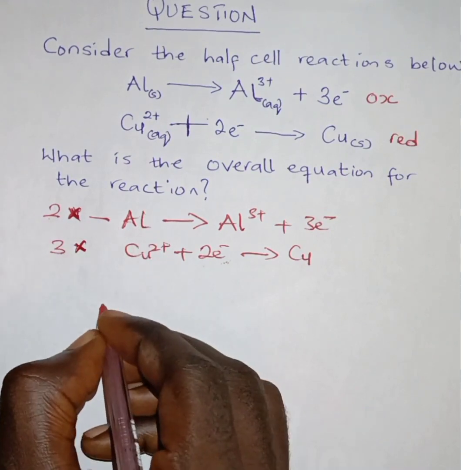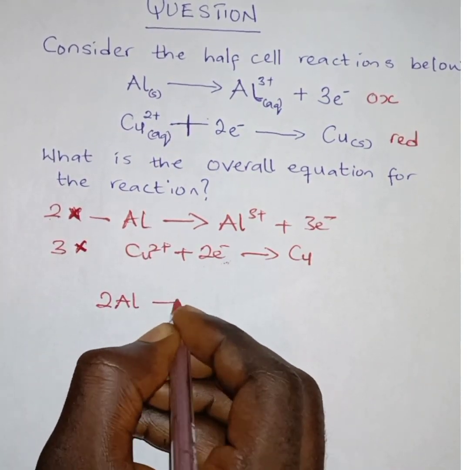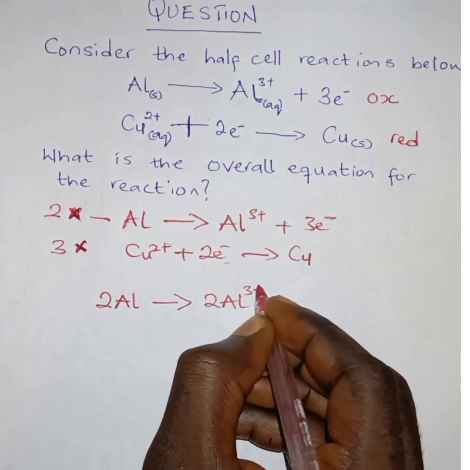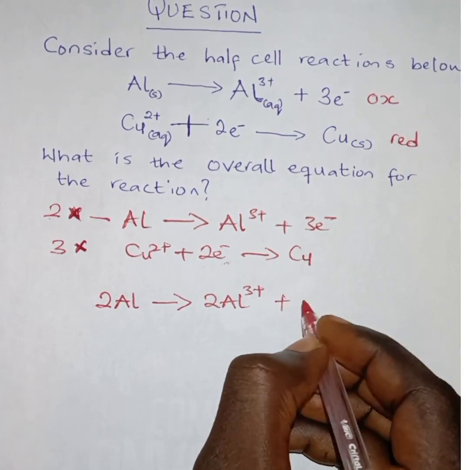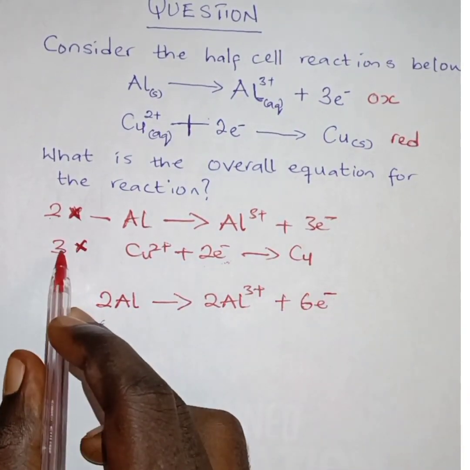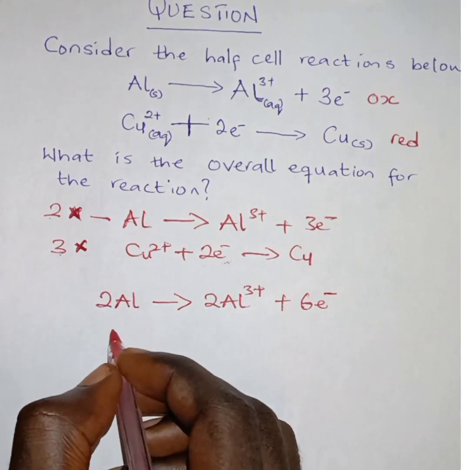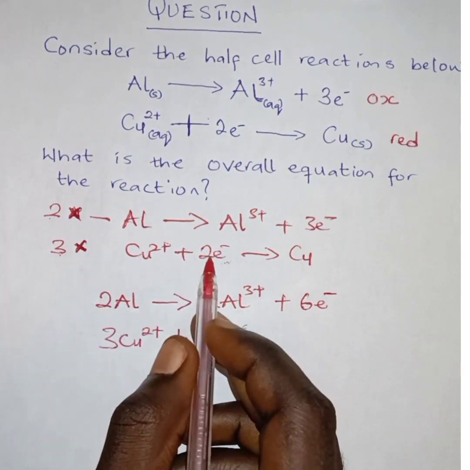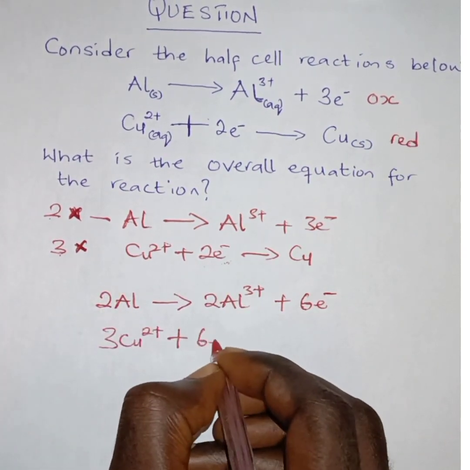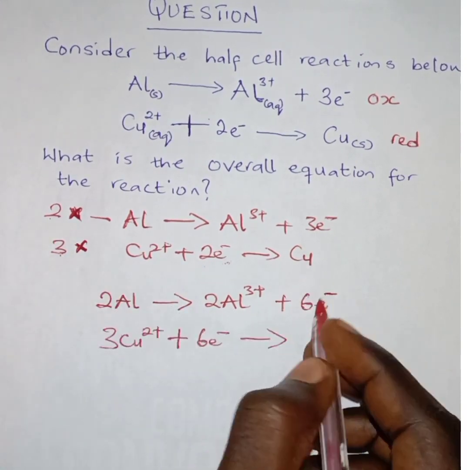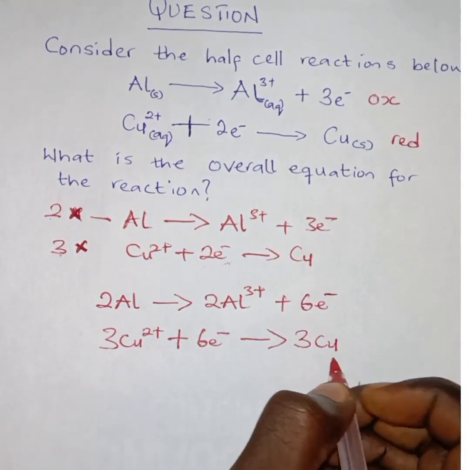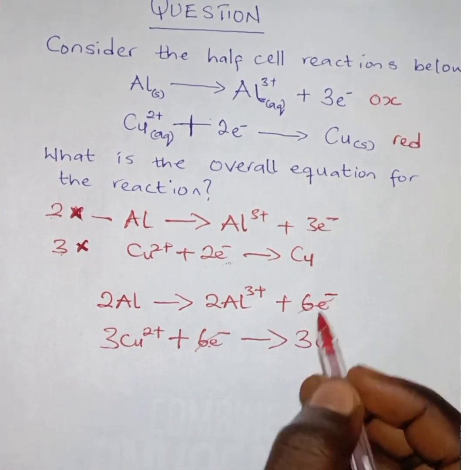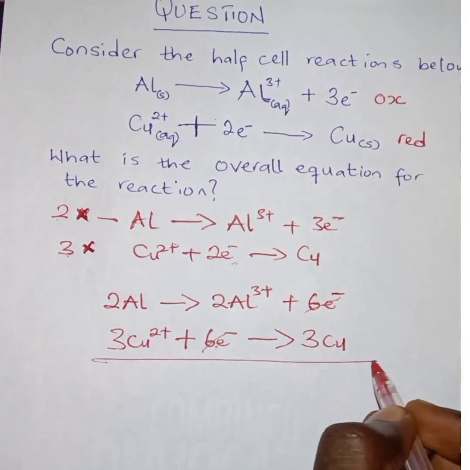So 2 times Al, you have 2Al. Then 2 times aluminium ion, you have 2Al3+. And then 2 times 3 moles of electrons, you have 6 moles of electrons. Let's come to the second one. 3 times Cu2+, you have 3Cu2+, 3 times 2 moles of electrons, you have 6 moles of electrons. And then 3 times copper, you have 3Cu. So you can see we've made the number of electrons the same, and then we can cancel them out.